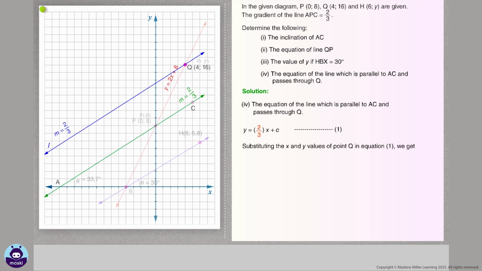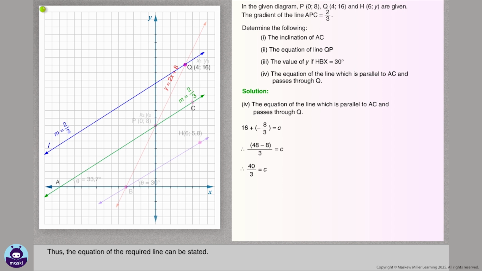Substituting the x and y values of point Q in equation 1, we get 16 is equal to 2 over 3 times 4 plus c. 16 is equal to 8 over 3 plus c. Adding negative 8 over 3 to both sides of the equation, we get 16 plus negative 8 over 3 is equal to c. Therefore, 48 minus 8 all over 3 is equal to c. Therefore, 40 over 3 is equal to c. Thus, the equation of the required line is y is equal to 2 over 3 times x plus 40 over 3.